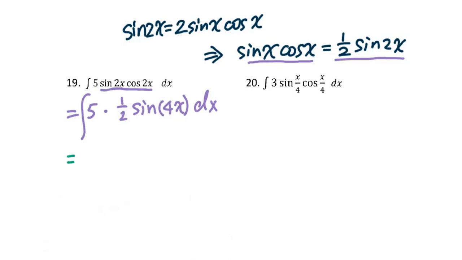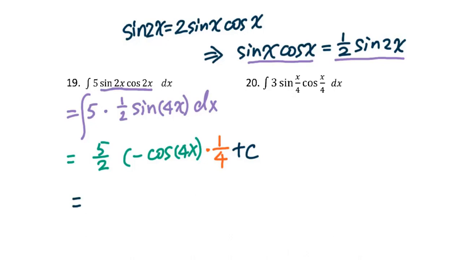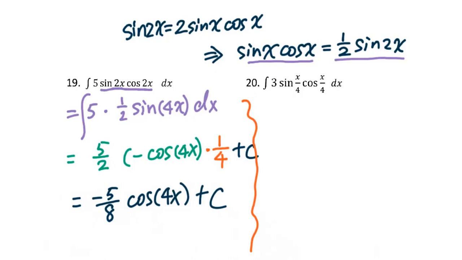Then the next step, you will get the 5/2, that's coefficient. You will get the negative cosine 4x. Then don't forget, multiply by 1/a is 1/4. Then plus c. So last step, you organize, you will get the negative 5/8 cosine 4x plus c. Let's go to number 20.